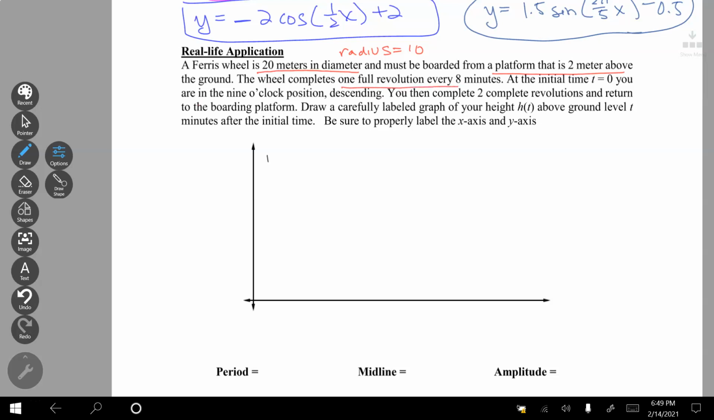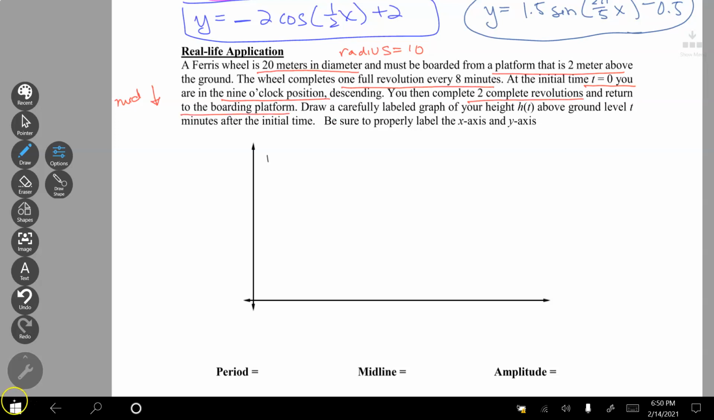It's 1 full revolution every 8 minutes. That means my period is 8. And then it says when I'm at t equals 0, that means I don't start my clock when I first get on. I wait until I'm at the 9 o'clock position. So the 9 o'clock position means you're at the midline and you're going down. Okay, I'm going to complete 2 revolutions and return to the boarding platform.